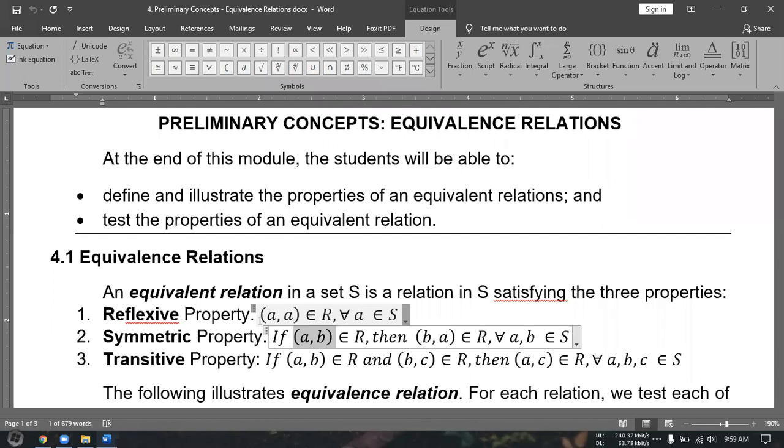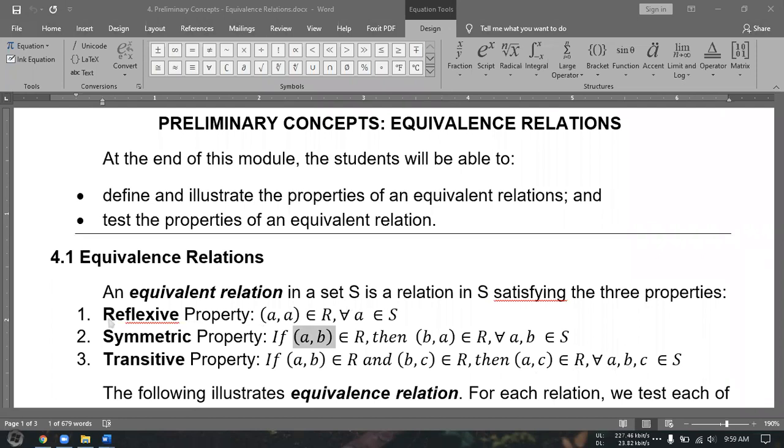And then the third, the transitive property. If A is related to B, which are elements of R, and B is related to C, which again are elements of R, then we can say that A is related to C, which is an element of R, for all A, B, C element of set S. So those were the properties of equivalence relations.